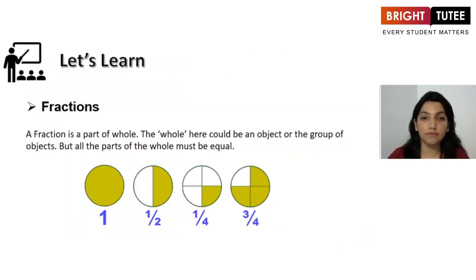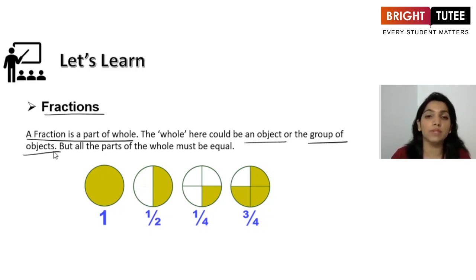Let us learn what exactly we mean by fractions by looking at some images. Let us understand fractions mathematically. Starting with the definition, a fraction is a part of a whole. Very important line. What is a fraction? It is just a part of something which is big, something which is complete. If we break it into parts, we call it fractions. The whole here could be an object or a group of objects.